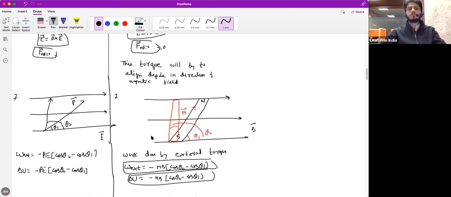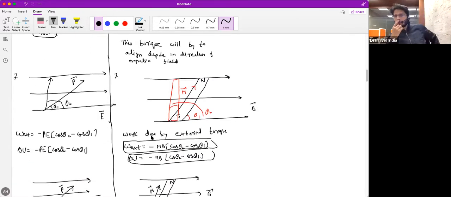Next, you take a uniform electric field and place an electric dipole into it. If you want to rotate this dipole in the electric field, you will be doing some external work. The work done will be minus PE (cos theta 2 minus cos theta 1). This is the work done by the external torque, and this is the change in potential energy.